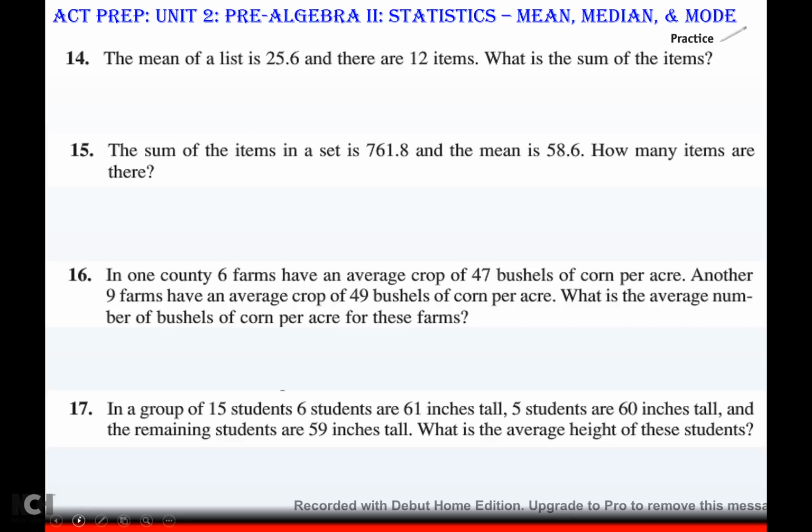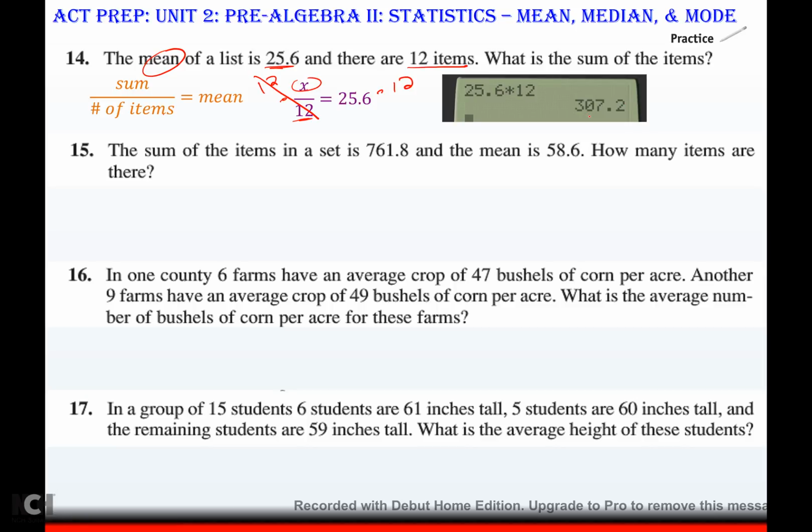All right, then they're going to get a little tricky on you. It says the mean of a list is 25.6 and there are 12 items. What is the sum of the items? Well, they're giving you a mean. The formula for mean says the sum divided by the number is the mean. So if I plug my numbers in, what is the sum? I don't know, but I know that there were 12 items, and I know that they got 25.6. So to solve for x, I get rid of dividing by 12 if I multiply by 12, and that gives me 307.2.